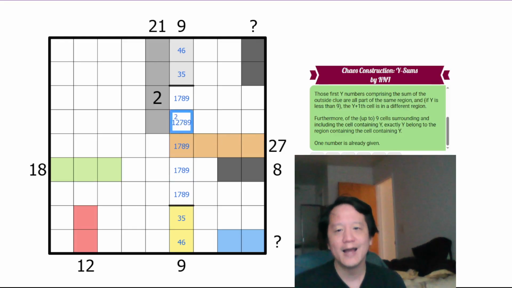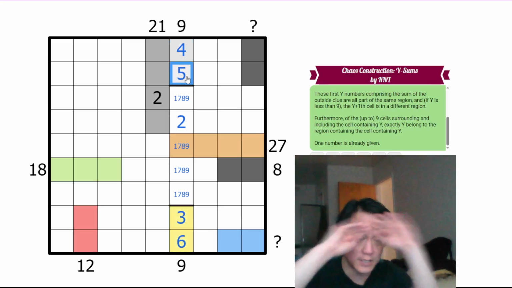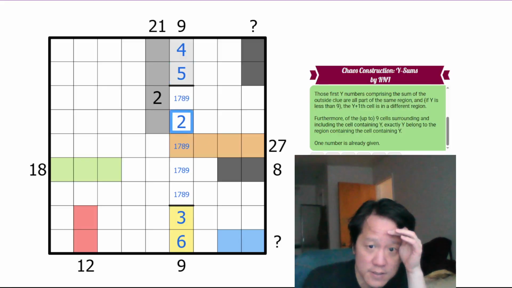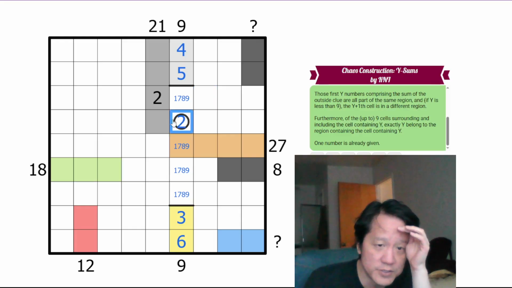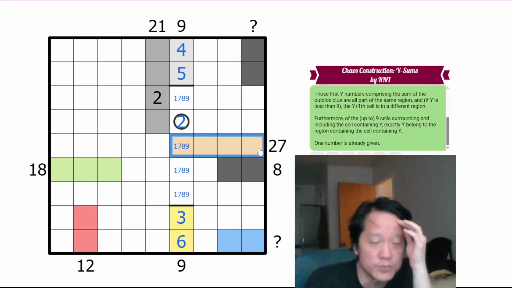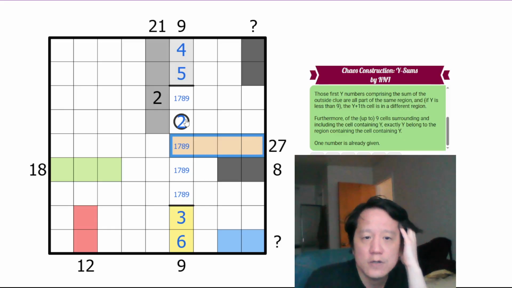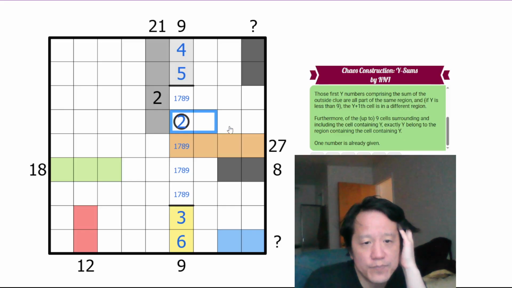So 2 has to be here. That means this must be 4 here, and this must be 6, so that's 3 and 5. So you're guaranteed that this is the case. This is why here it cannot be 2 going that way, because then it has to go that way. This is not part of this region or this region. So this has to go this way.